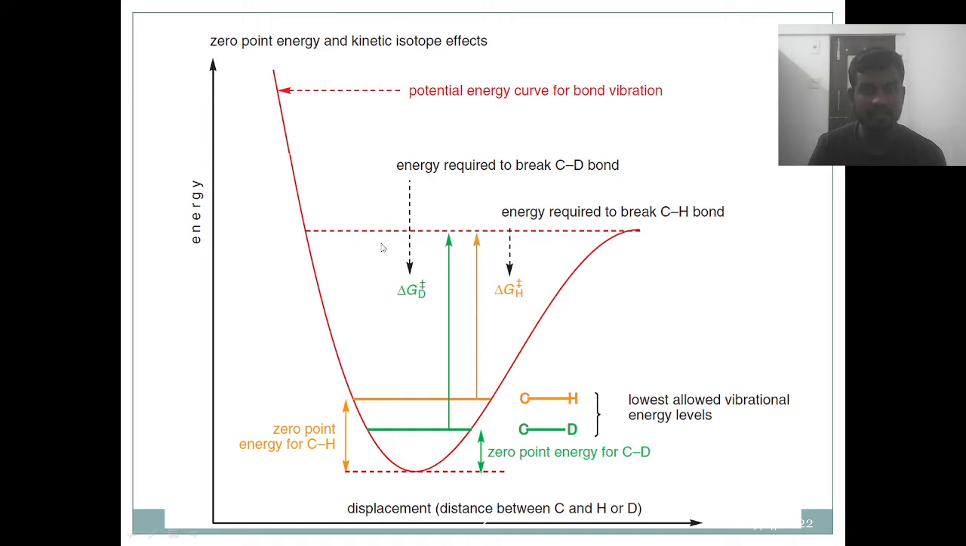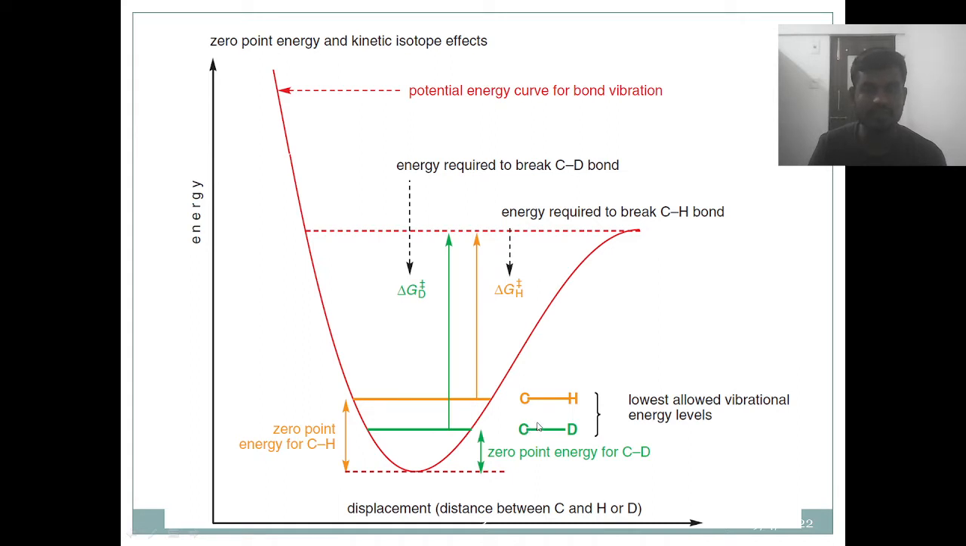The energy difference turns out to be from the CH bond to the activation energy, which is shown here as delta GH. So this is the energy required to break the CH bond, which is less compared to the CD bond. Here we see that the CD bond has a higher energy requirement to break. So the activation energy of the CH bond is less compared to the activation energy for the CD bond.